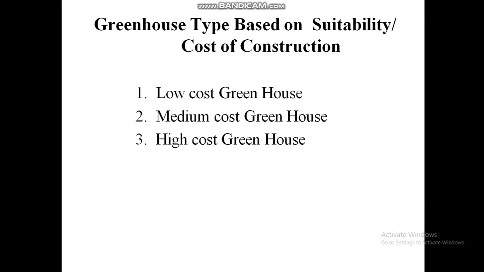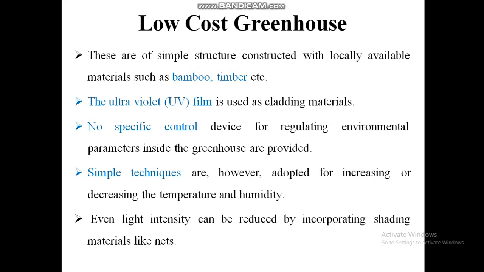Greenhouse types based on suitability or cost of construction: low cost greenhouse, medium cost greenhouse, and high cost greenhouse. Low cost greenhouses are simple structures constructed with locally available material such as bamboo and timber. Bamboo and timber can be used in a low cost greenhouse.